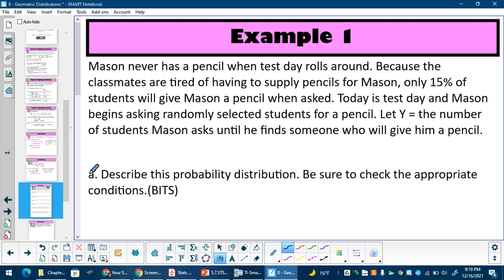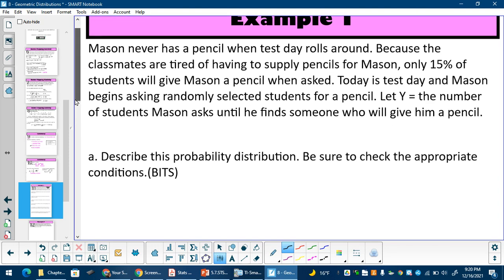So Mason never has a pencil when the test comes, and it's only a 15% chance that students will give Mason a pencil when asked. So Mason's going to begin randomly asking students for a pencil. Y is our variable, and it's the number of students Mason asks until he finds someone who will give him a pencil. So first, let's talk about why it's geometric.